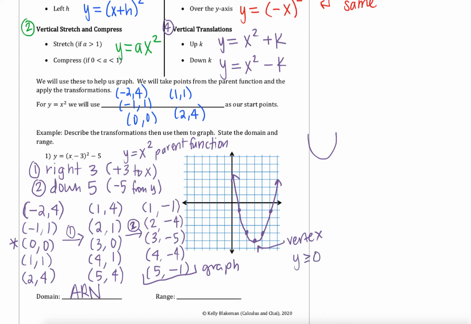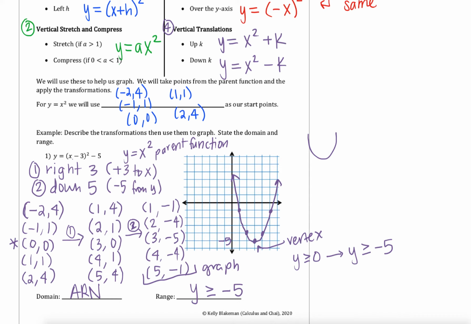As we apply the transformations, right 3 doesn't change it. But when we go down 5, we're subtracting 5 from all the y's. So that tells me that my range ended up being y is greater than or equal to -5. And we can see that from the graph, since -5 is our lowest point on the graph down here, and everything else is above that. So that's why we have y is greater than, and then the equals to, since we do reach -5, our vertex on the graph.